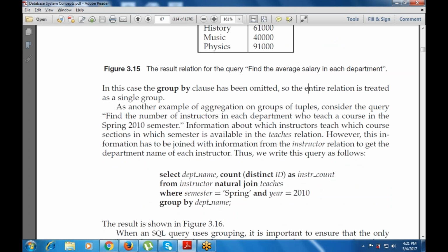And as another example of aggregation on a group of tuples, we use the query, find the number of instructors in each department who teach a course in the spring 2010 semester. The information about which instructors teach which course section in which semester is available in the teaches relation. And this is joined with the instructor relation to get the department of each instructor. So we write the query: select department name, count distinct ID as instructor count from instructor natural join teaches where semester equals spring and year equals 2010, grouped by the department name.